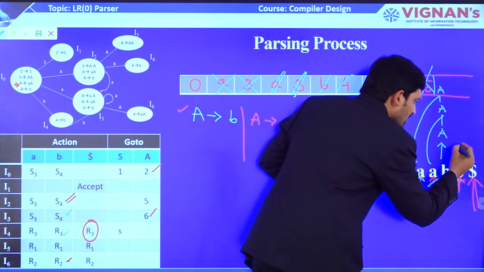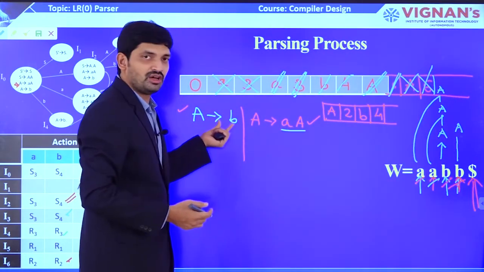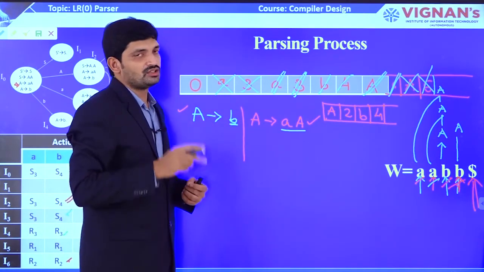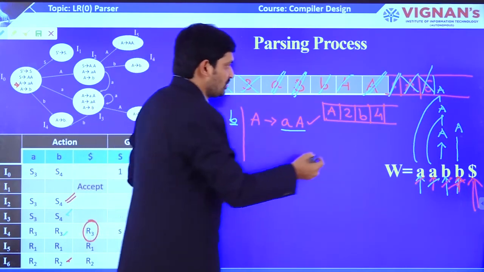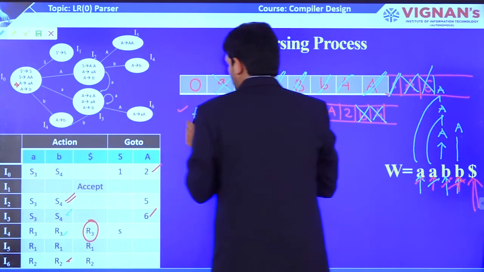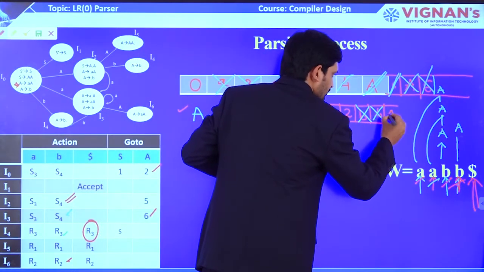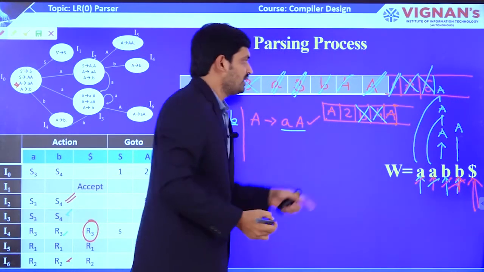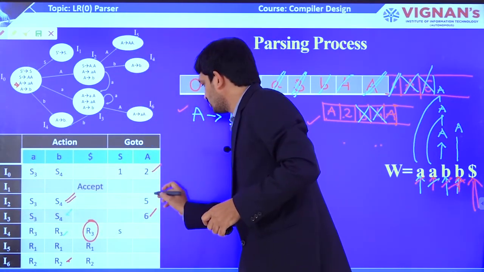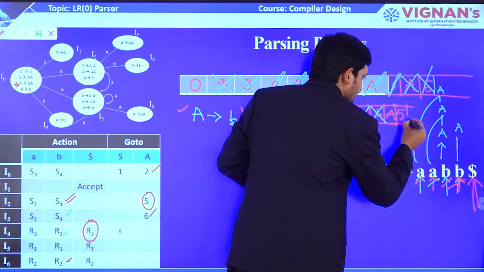So, this B is reduced to capital A and I have to perform the pop operation. So, here B is 1, so only one symbol on the right hand side. So, I have to perform the pop operation 2 times. So, this is my pop operation. After that, I have to push this A symbol onto the given stack. Now, what is 2 on capital A? Check, 2 on capital A is 5. So, push 5 onto the stack.